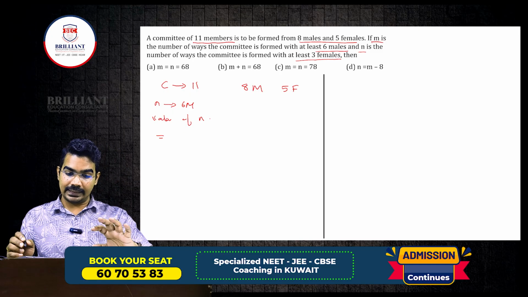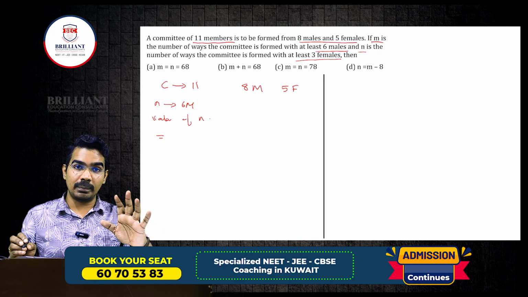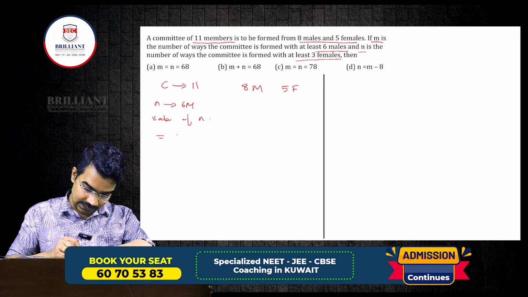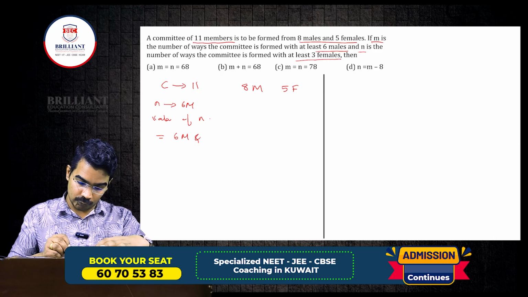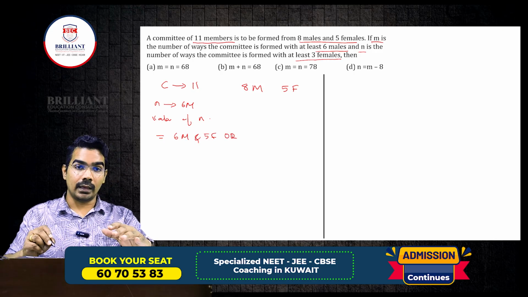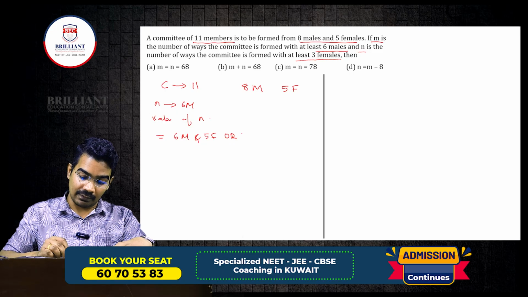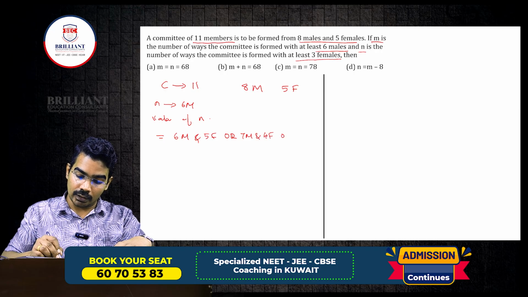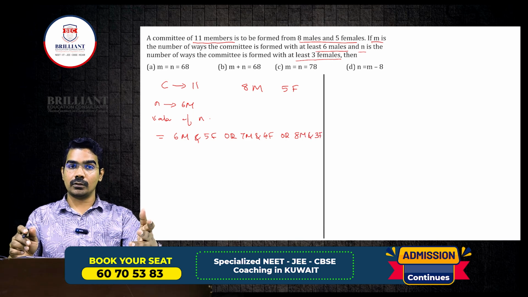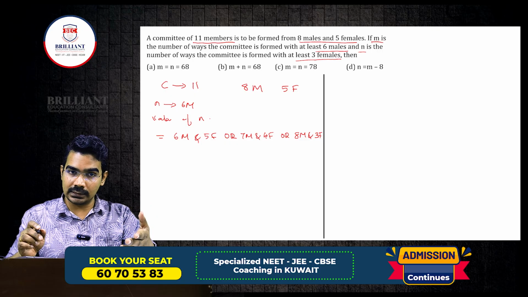So it is said that there should be minimum 6 males. So 6 males means there should be 5 females. Okay. Or it is minimum 6, so 7 males can be there. If there are 7 males, then there will be 4 females. Or there can be 8 males and 3 females. More than 8 is not possible because the maximum number of males is 8.